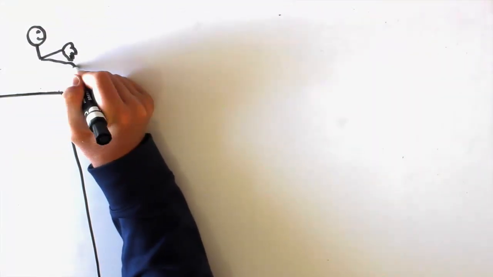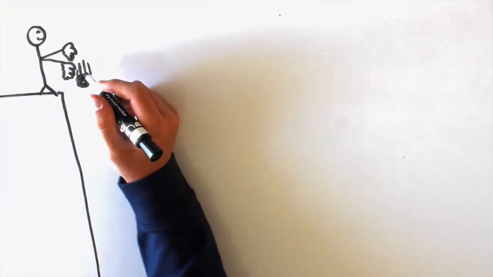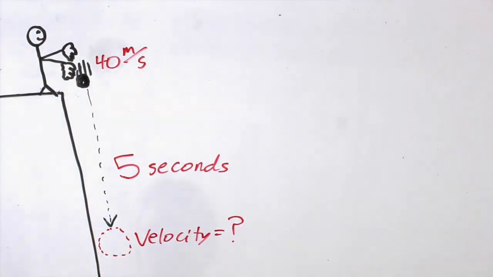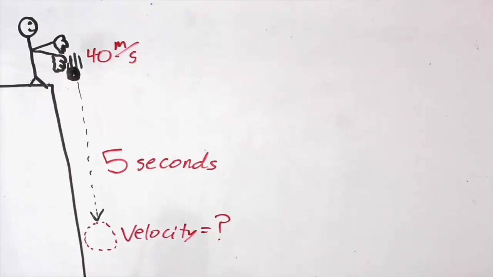Now, how about you try a problem on your own? How fast would the rock be traveling after 5 seconds if you threw it downwards at 40 meters per second? Remember, it is the same equation as the problem we did together, except there is an initial velocity this time. Pause the video and resume it after you're done.